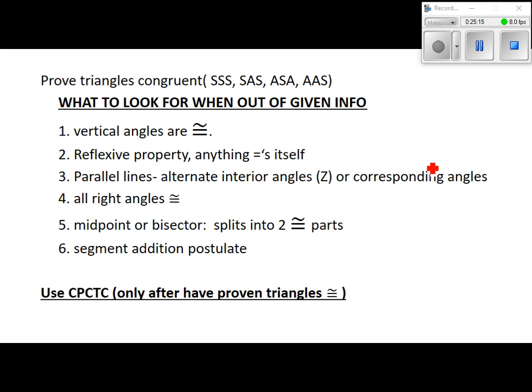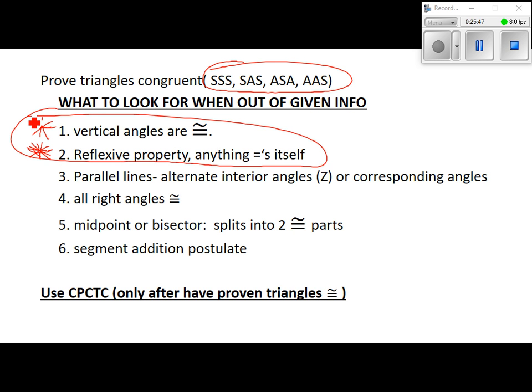When you're proving triangles are congruent, to prove two triangles congruent, it's got to be one of those four abbreviations. Things to look for when you run out. Which of these are the ones that we look for probably first? Vertical angles? Maybe. Just give me one other one. One that we use a lot. Those two, right? We use those two a bunch.